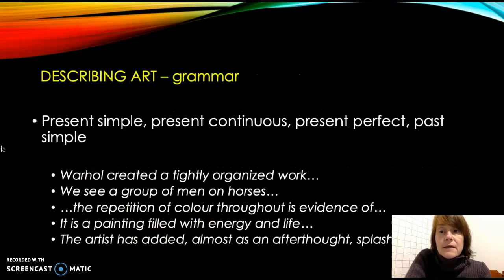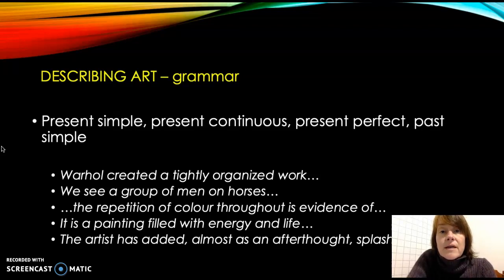Okay. So let's look, for example, when we're describing art, what kind of grammar do we tend to see in descriptions of sculptures or paintings? Well, in terms of verb forms, we tend to see the present simple, the present continuous, the present perfect, and the past simple. For example, Warhol created a tightly organized work. This is the past simple.